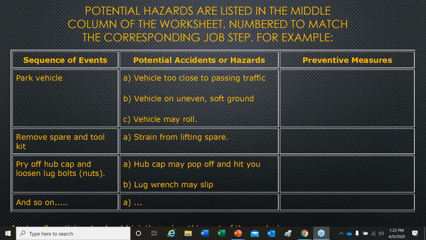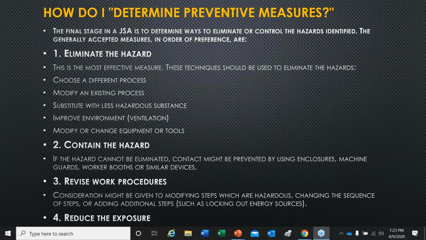And if you're removing the spare, what will happen with that? I can get strained. I can have a problem lifting the spare out of the back of the trunk or wherever it's located. And then in the prying off of the hubcap, it could pop off and hit you. The lug wrench could slip. You could hurt your hands. So those are the processes that you would look at in a JHA. And then how do you get the preventative measures put in place? That's going to be the final section.